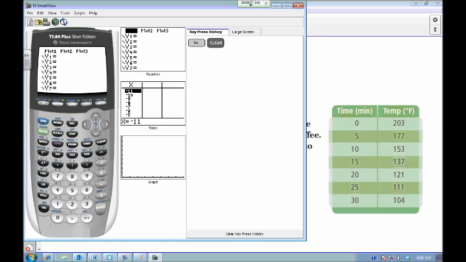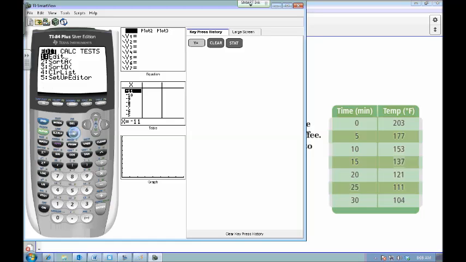Who remembers how to type in data into our calculator? Remember what buttons we have to use? What button do we use? Not right now. This is important. You'll be behind if you leave right now. Nope. Starts with an S. Say it loud. Stat button.